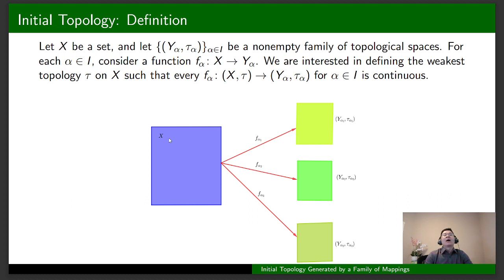Nevertheless, the discrete topology is the strongest topology on X, and again we are interested in defining the weakest topology on X such that every function f_alpha for alpha in I is continuous. How can we construct such a topology? Let's consider our next slide.